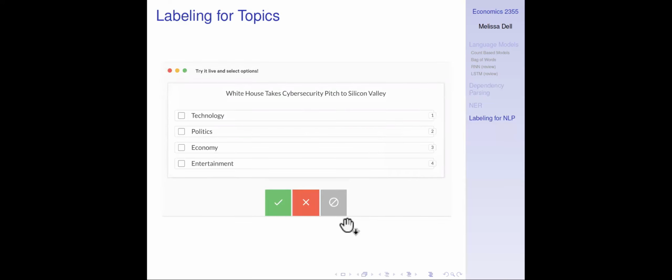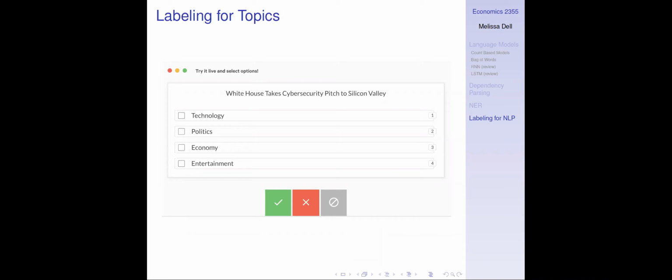Labeling for topic modeling. Okay, so let's say you have 4 topics and you're going to label headlines by their topic. Again, that's something you can do in Prodigy. So in short, if you're doing NLP and you need to fine tune, this may be a tool that you should check out.